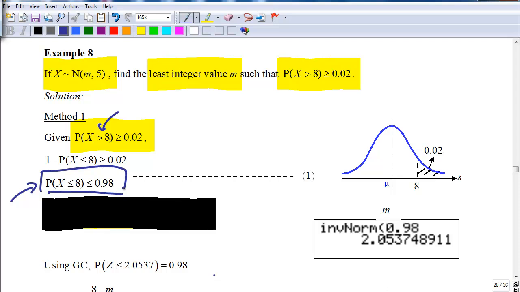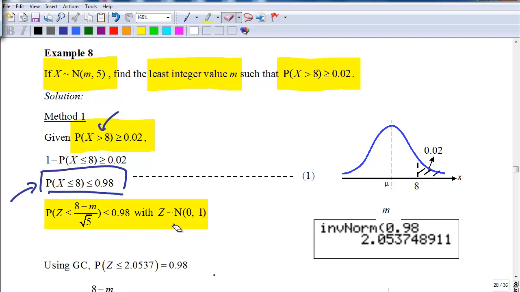Next, before I use inverse norm, I need to standardize. So I can very quickly standardize to get this. Probability Z less than or equals to 8 minus m, m is the mean, divided by square root 5. Why square root 5? Because 5 is sigma squared, so that's why sigma is square root 5. Less than or equals to 0.98, where Z is the standard normal.